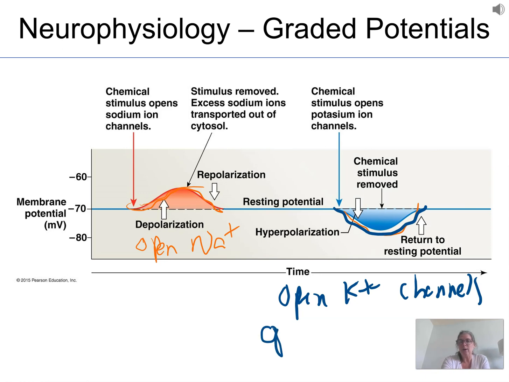There's another way they can do this. They can open chloride channels. And there's always more chloride outside of the cell. So if you open a chloride channel, chloride is going to come in.